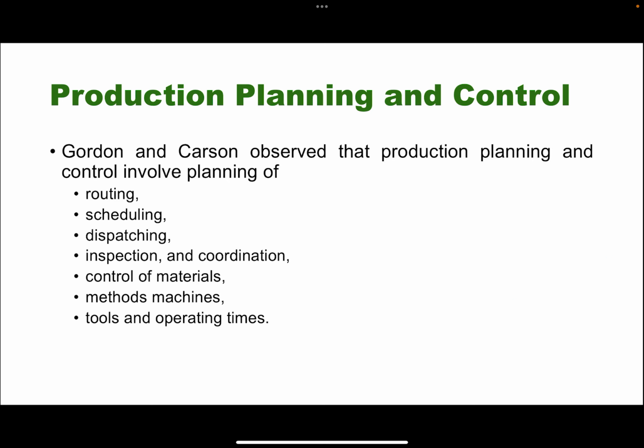So production planning and control mainly involve these components: routing, scheduling, dispatching, inspection and coordination, and control of materials, methods, tools and operating times. Okay. So we will discuss each of them in detail in the subsequent lecture.